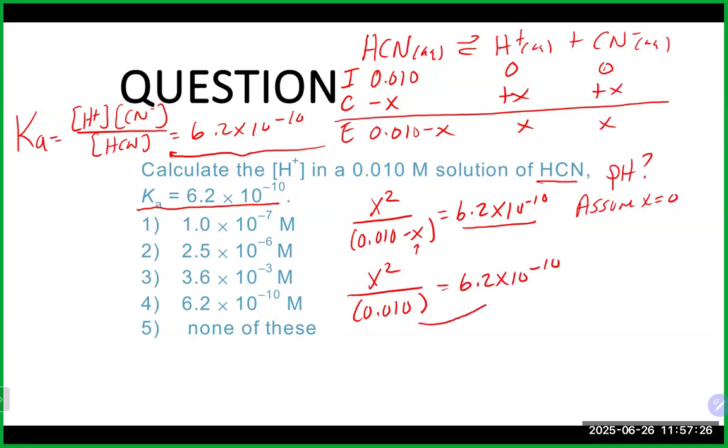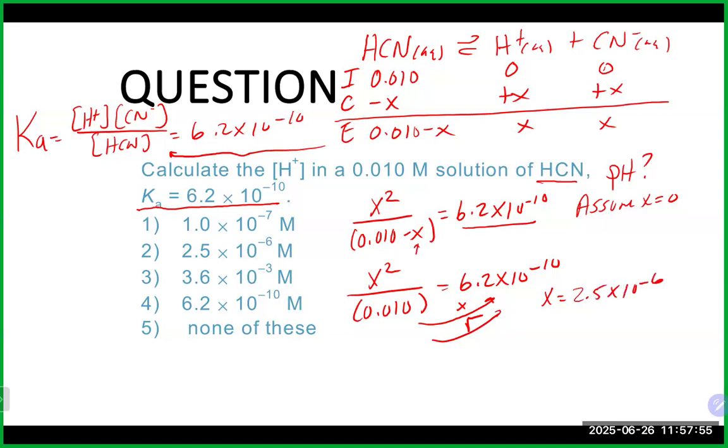I'm going to multiply this to the other side, and then right after I'm going to square root it, and we will end up with 6.2 to the minus 10 times 0.01, and take a little square root action there. And that is going to get me about 2.5 times 10 to the minus 6.